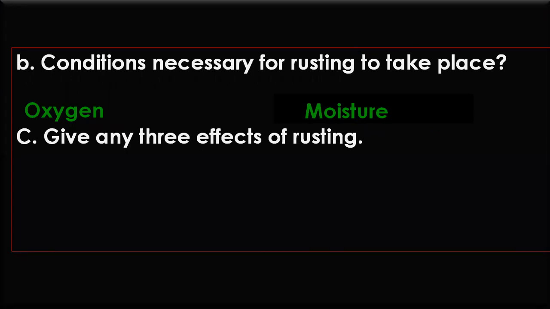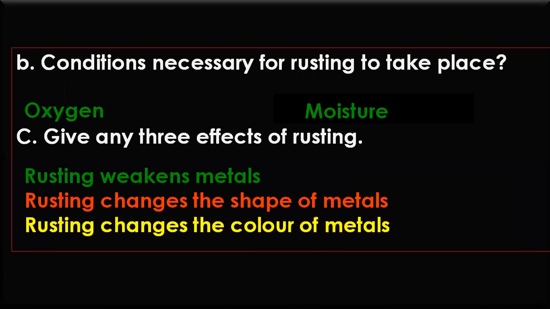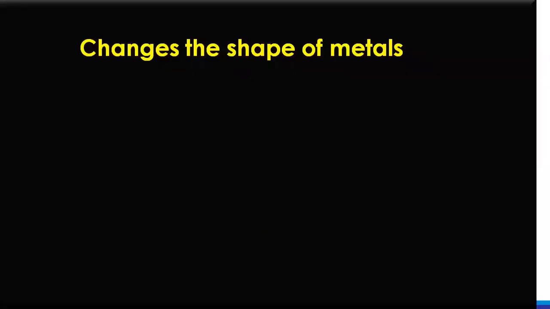Another guiding question is about the effects of rusting. And 1 to 3. The first one says rusting weakens metals. Once metals rust, then they're going to weaken. Number 2, rusting changes the shape of metals. And lastly, rusting changes the color of metals, like we have seen in the diagrams, and we are yet to see more diagrams to come.